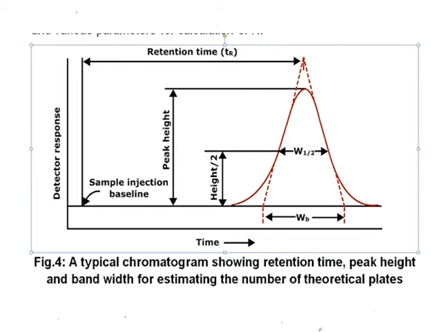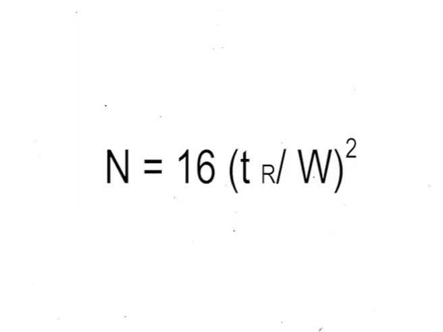We can assess the efficiency of the column from the chromatogram by visualizing the shape of the peaks. Smaller plate height translates into symmetrical, narrow, Gaussian-shaped chromatographic peaks, and the reverse is true for peaks with greater peak width. To calculate N from the chromatogram, the following expression is used: N is equal to 16 TR upon W square. Here TR and W are time measurements in the same unit. The length of the column L should be known to obtain the plate height H.